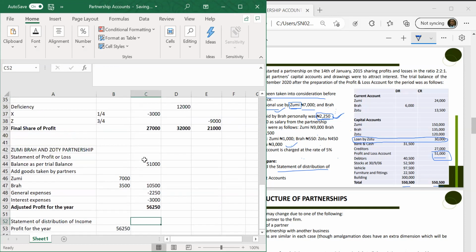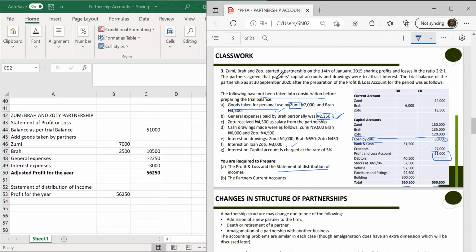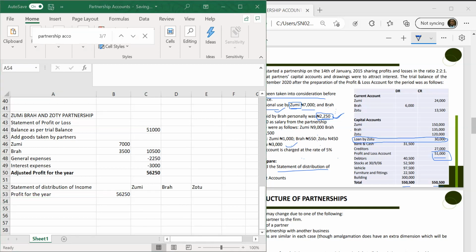What are the different partners again? This is Zumi, Bra, and Zotu. Are you guys with me? Yes, sir. Okay, so Zumi, Bra, and Zotu. That's how we start from here.